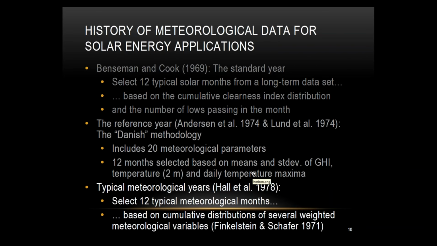Then came the typical meteorological year, which is the main data set used in the US and also many other places of the world, by Hall et al. 1978, and like the other methods, they also suggest 12 typical meteorological months, and they base it on cumulative distribution of several weighted meteorological variables. And it's more specifically defined with weight for each of these, so that it's always made in the same way.